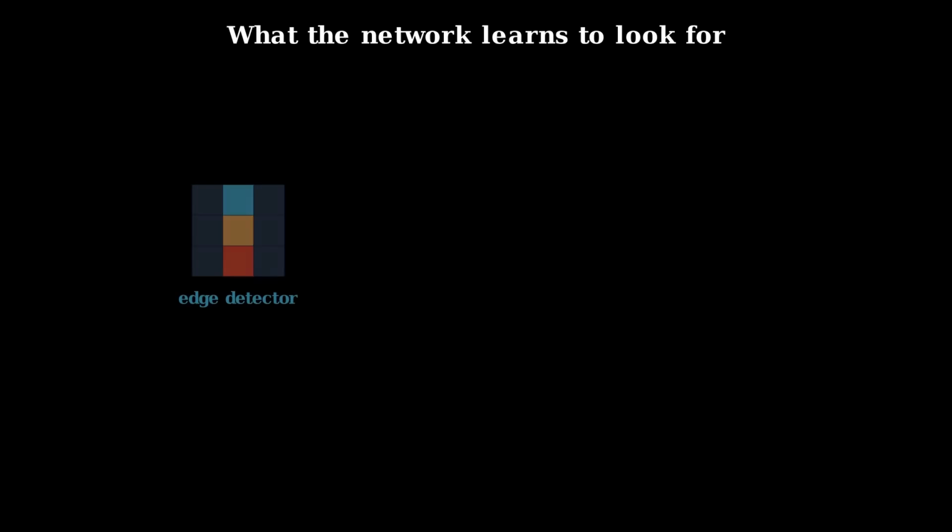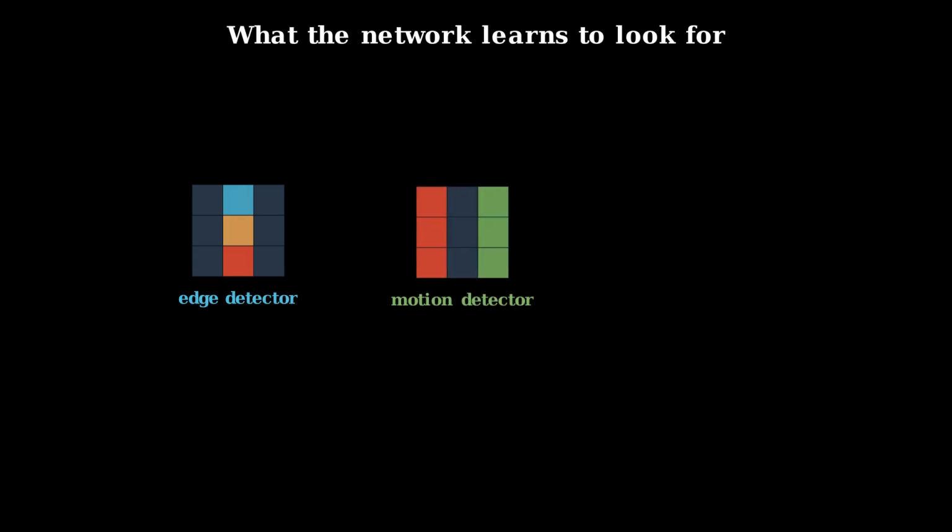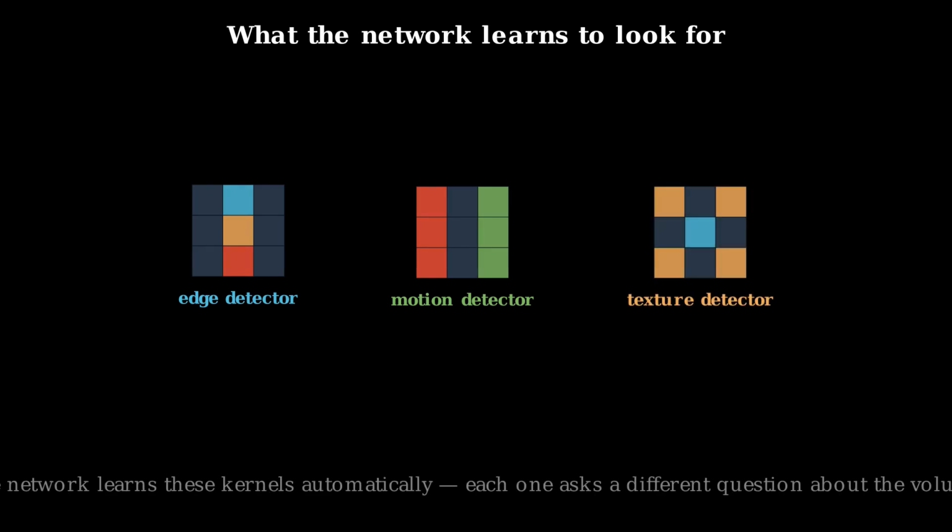The weights inside every kernel are learned, not hand-coded. After training, one kernel might detect vertical edges in space. Another kernel looks for motion. It responds when the same patch changes between time steps. A third might catch repeating textures across depth. The network learns these automatically. Each one asks a different question about the volume.